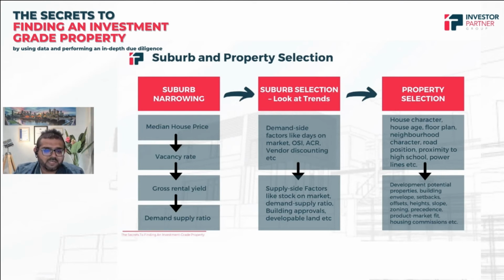Now, the first one is median house price. So, median house price is the average of the total house prices sold in an area over a month. If you're looking at monthly median house prices, that's what median house price is.